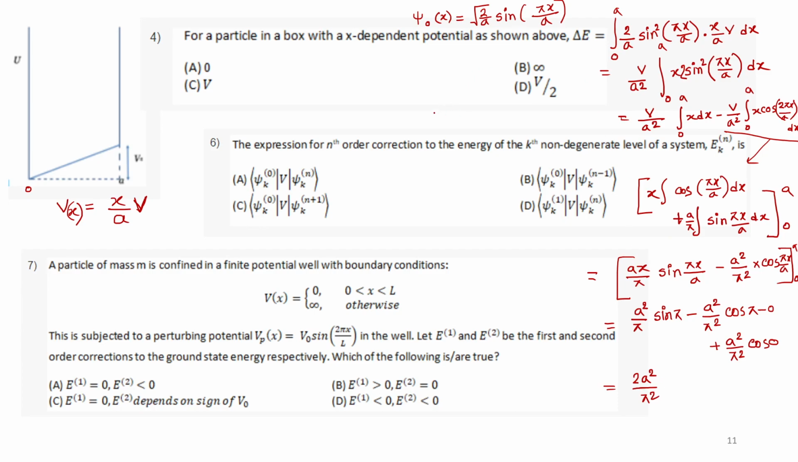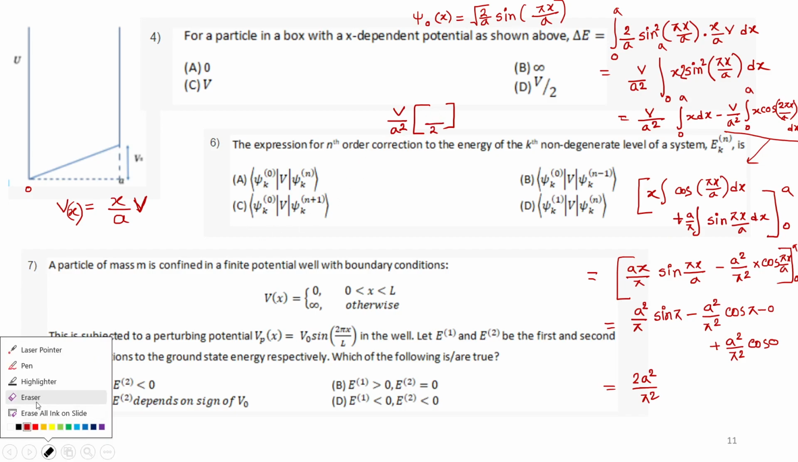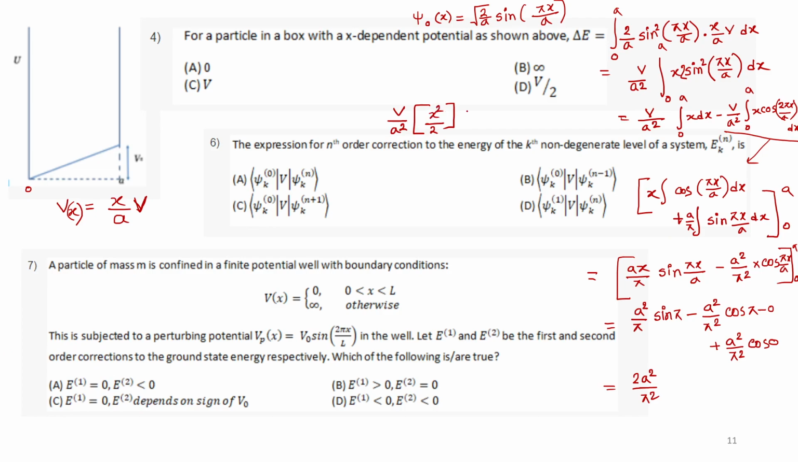So here we will have V by a square common. x will be x square by 2, which in turn will give us a square, right? x square by 2, from a to 0, and here we have V by a square into 2a square by pi square. Okay.